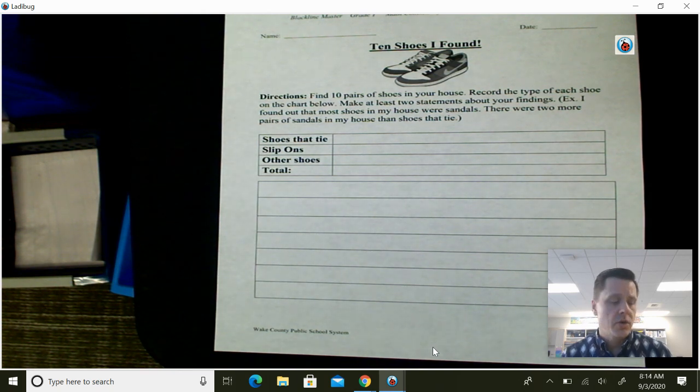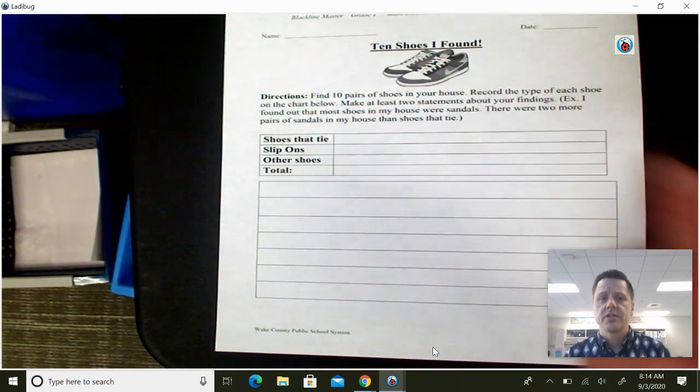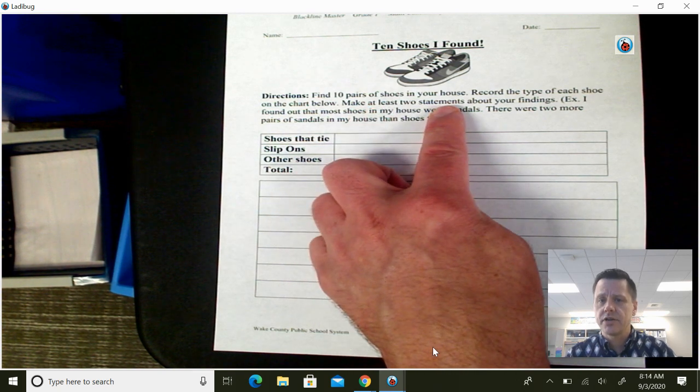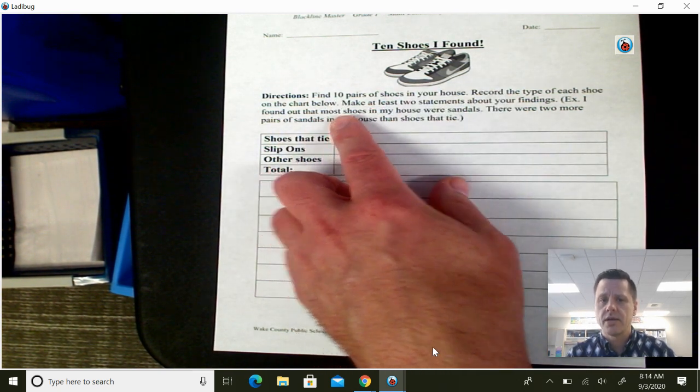Today in class, we took a look at whether or not people were wearing shoes and then made a graph and talked about the data that we collected. At home, you're going to find 10 different pairs of shoes. There's the title of our graph, 10 shoes I found. So you need to find 10 pairs of shoes in your house. Record the type of each shoe on the chart below.